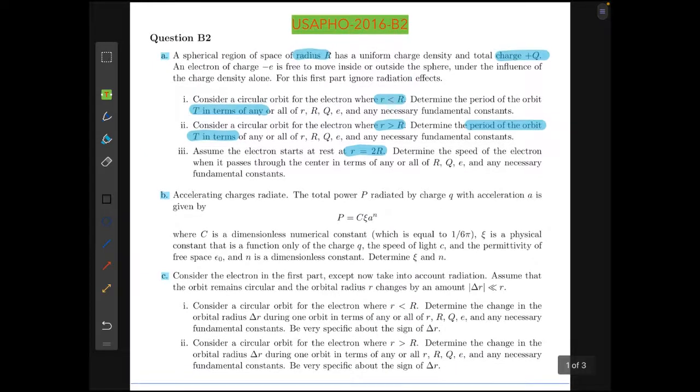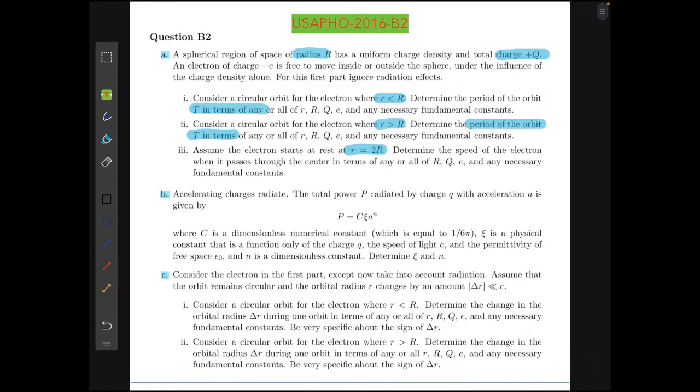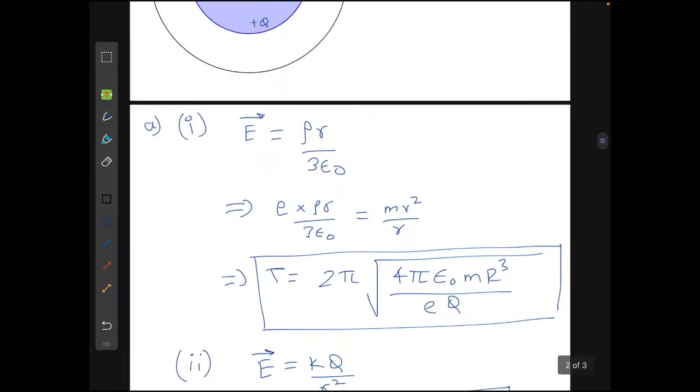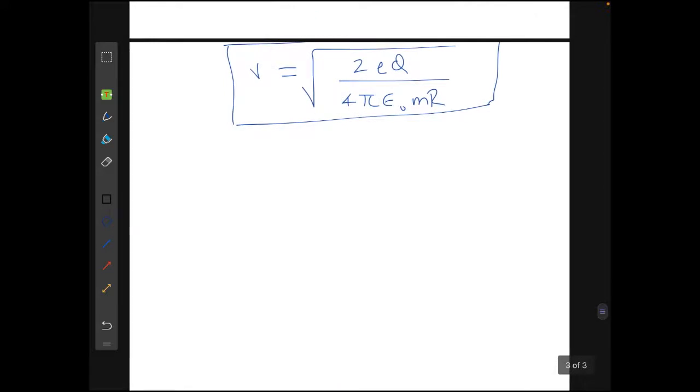For the B part, accelerating charges radiate. The total power P radiated by a charge Q with acceleration a is given by P equals c zeta a to the power n, where c is a dimensionless numerical constant equal to 1 by 6 pi. Zeta is a physical constant that is a function only of the charge, the speed of light, and the permittivity of free space, and n is a dimensionless constant. Find zeta and n. So this is a simple dimensional analysis question, and we can work this out as follows.